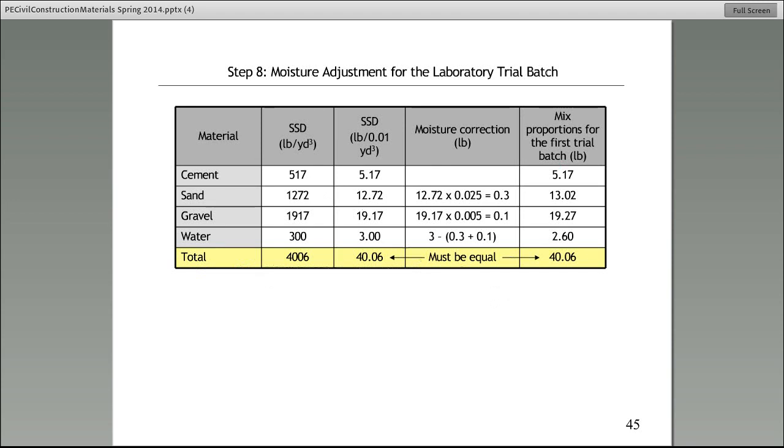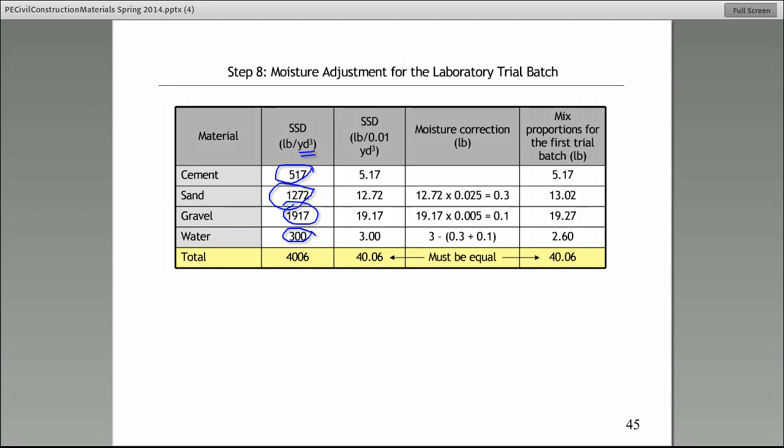Let's look at page 45. So what we need to create 1 cubic yard is this much cement, this much sand, this much gravel, this much water. And that will give us 1 cubic yard.